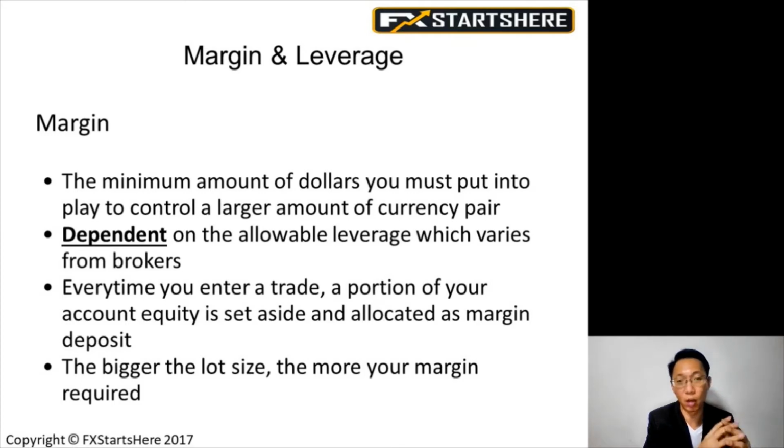You can't withdraw this $1,000 until your trade has closed, or you exited this trade. Then that $1,000 margin deposit will be released back to your account balance again. Finally, the bigger the lot size, the more margin is required. In most cases, one standard lot requires about $1,000 margin. If you're trading 5 standard lots, then you times 5, so $5,000 margin.